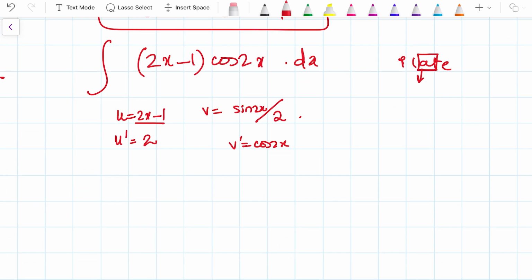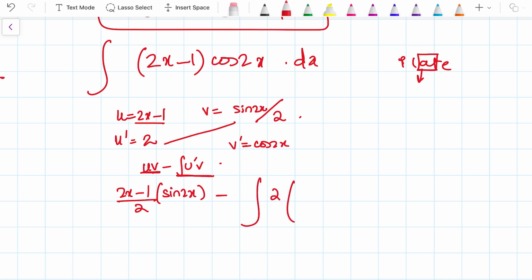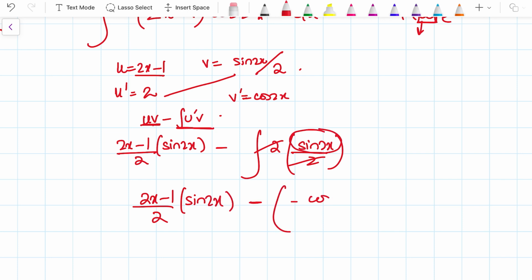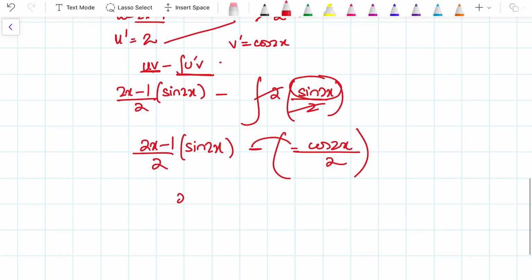Now uv minus the integral of u bar v. So we don't integrate this, we just integrate this portion. u and v minus u bar v. The 2 cancels out, so we get (2x minus 1) upon 2 sin 2x. What is the integral of sine? Minus cos, divided by the differential of the angle. Minus minus becomes a plus.